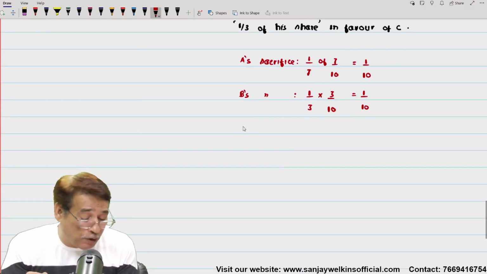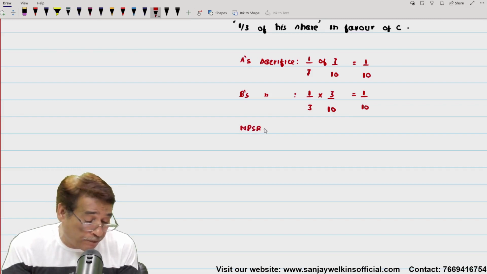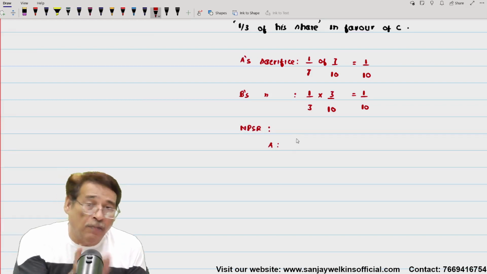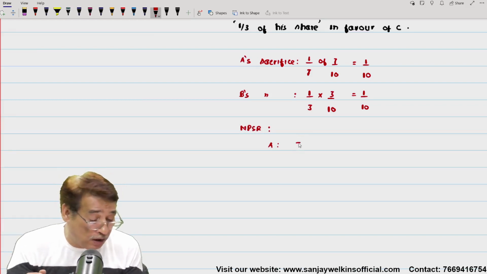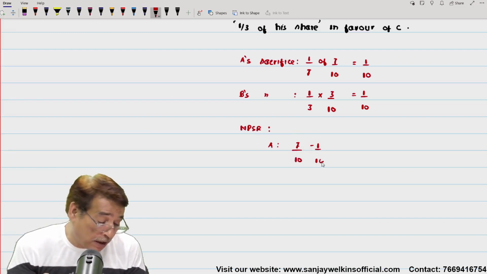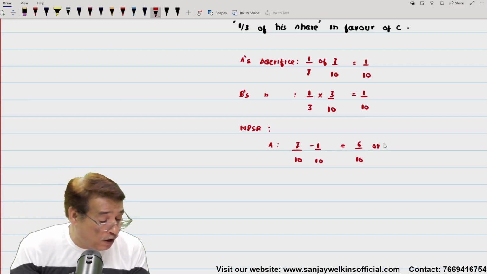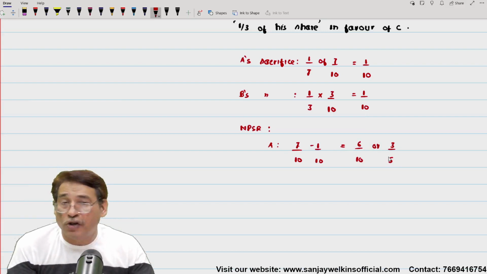Now, we can compute the new profit sharing ratio of A and B. For the new profit sharing ratio of A, we can use the second method formula. The old ratio is 7 by 10, and now I have computed the sacrifice made. So, the sacrifice made is 1 by 10. So, that will be equal to 6 by 10. And if I want to shorten it, it will be equal to 3 by 5. So, this is the new profit sharing ratio of A.